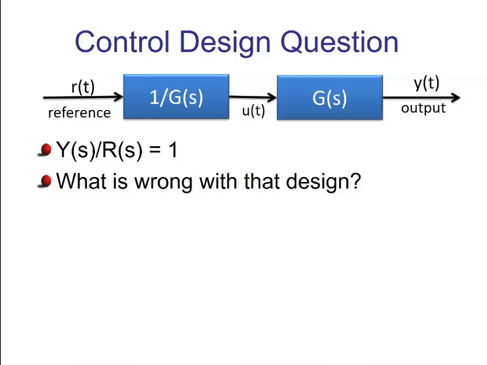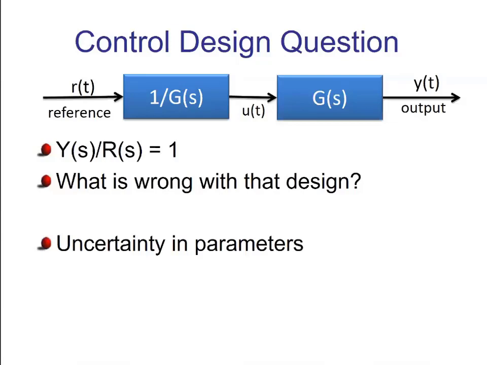Do you think it will always be stable, asymptotically or whatever? The answer is no, but why not? What you have learned in the control systems course, obviously you learned that this should be stable. It's one, no zeros, no poles. But this is incorrect for any physical system. They all cancel. This is the problem: you always have uncertainty in parameters.